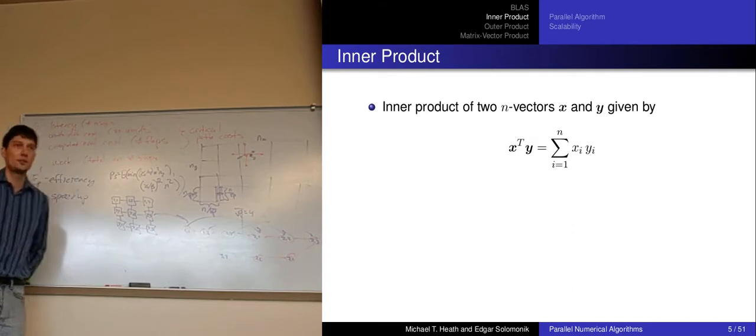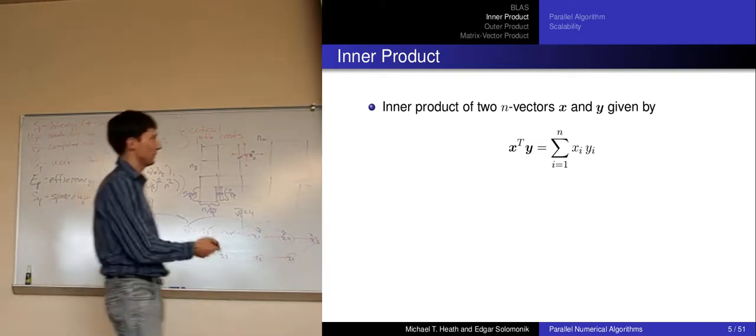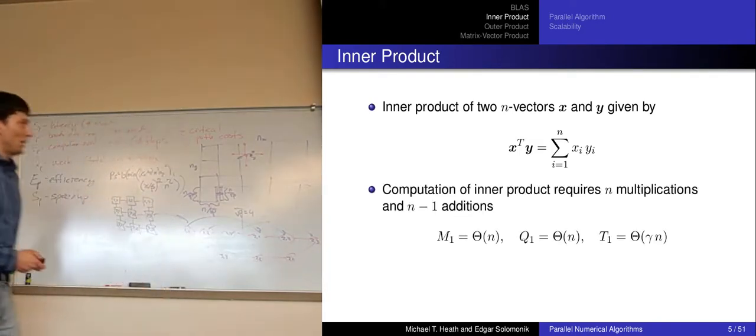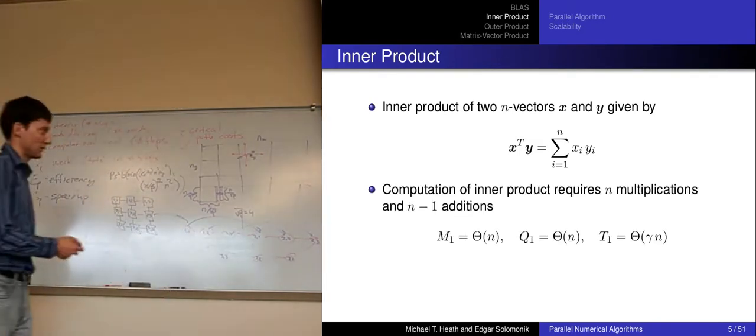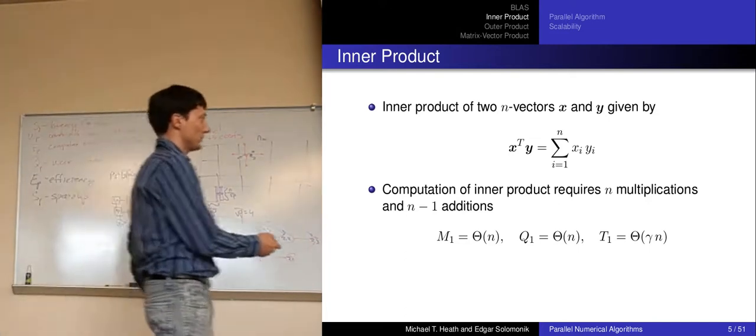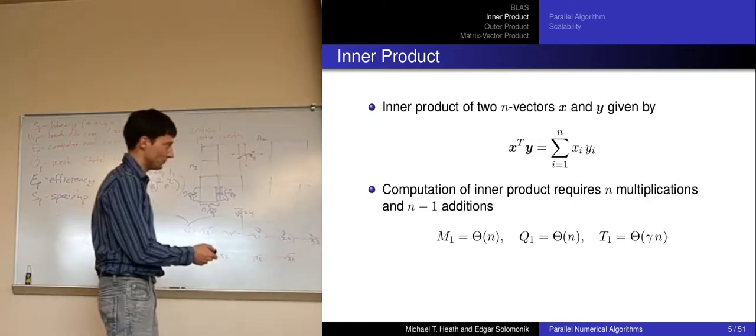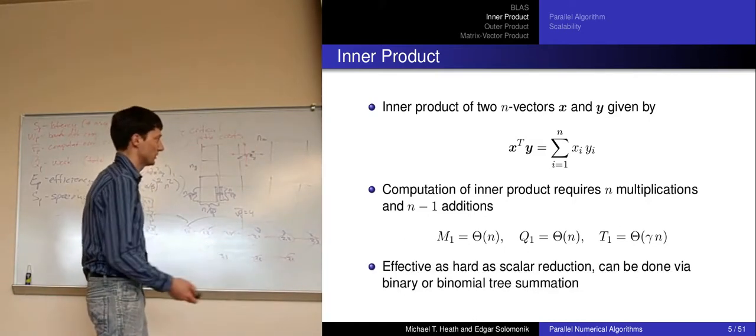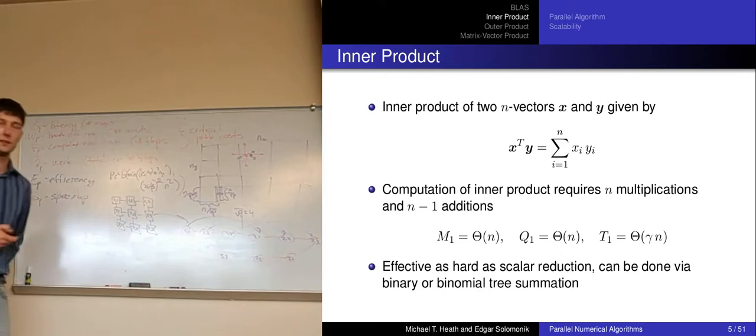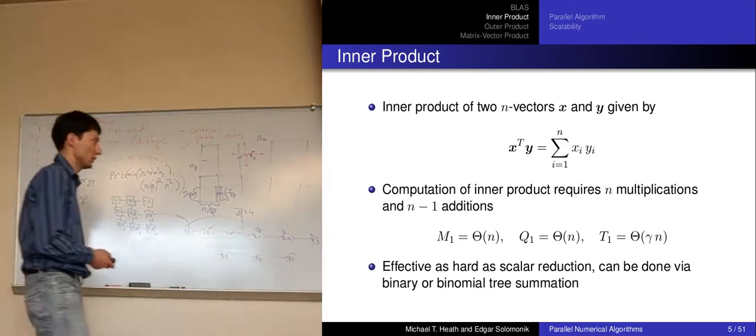The sum reduction, right? It's pretty much the same, except modulo the fact that you have to do the scalar products. So, to say the basic stuff, we have n inputs, we have n work, and the time is proportional to that. This is basically as hard as doing the scalar reduction, and we've already done much of the analysis for that.